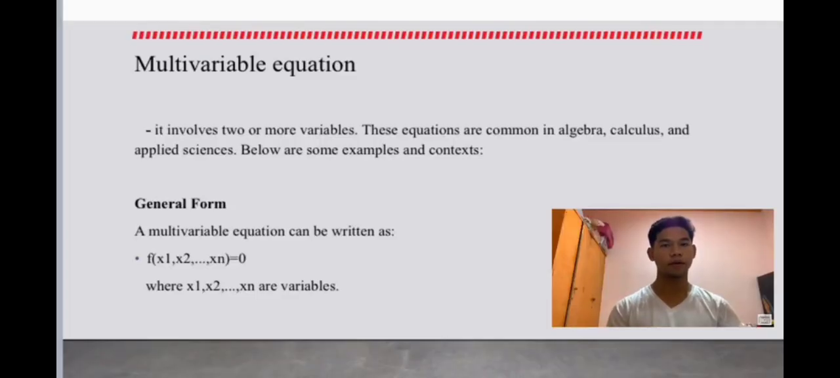Next is the multivariable equation. It involves two or more variables. These equations are common in algebra, calculus, and applied sciences. Below are some examples and context. A multivariable equation can be written as f of x sub 1, x sub 2, and so on is equal to 0, where x sub 1 and x sub 2 are variables.